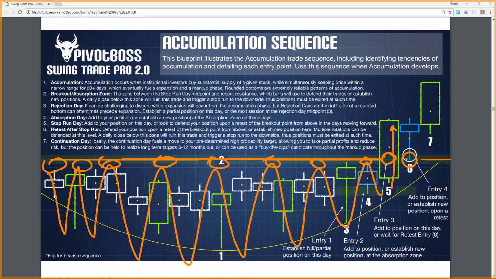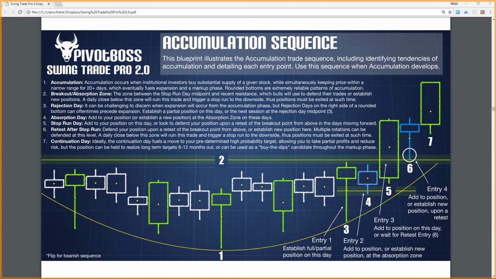Price needs to stay above that level if it's going to survive, for the most part. There are times where it can close back below it and still remain bullish, but for the most part, you would want price to stay above that breakout / absorption zone. If not, the whole trade can crater. So again, you want price to hold above that zone.